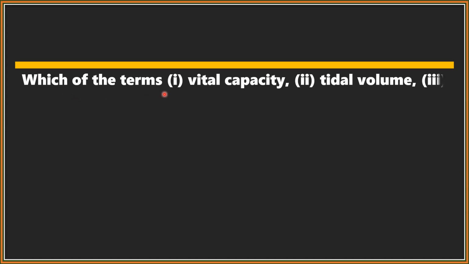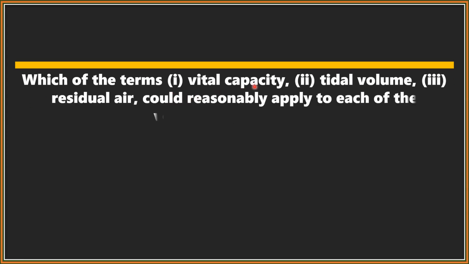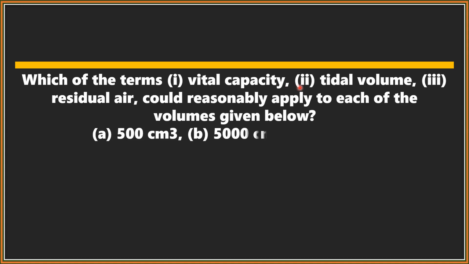Which of the terms, 1, vital capacity, 2, tidal volume, 3, residual air, could reasonably apply to each of the volumes given below? A. 500 cubic centimeters. B. 5,000 cubic centimeters. C. 1,000 cubic centimeters.